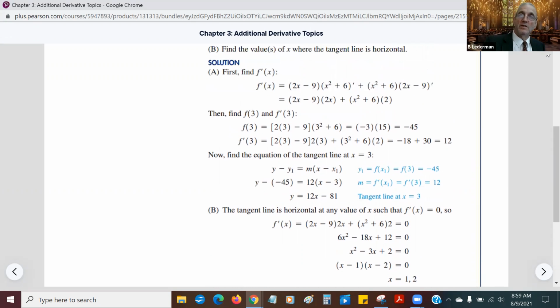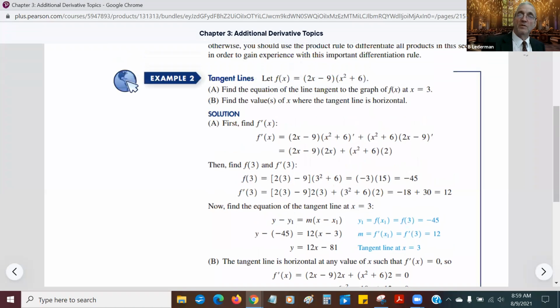So let's check this out. I want to go to Desmos and graph this. Let's go back to my original function. So here's the original function: 2x minus 9 times x squared plus 6. Let's go to Desmos and graph that sucker.